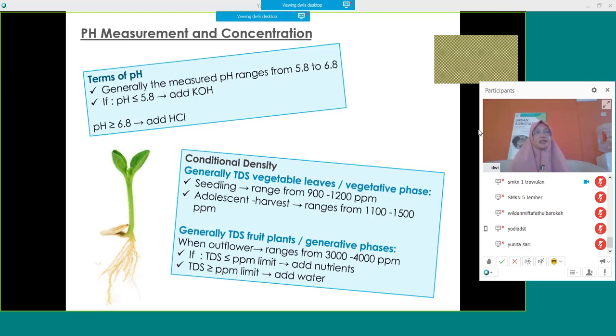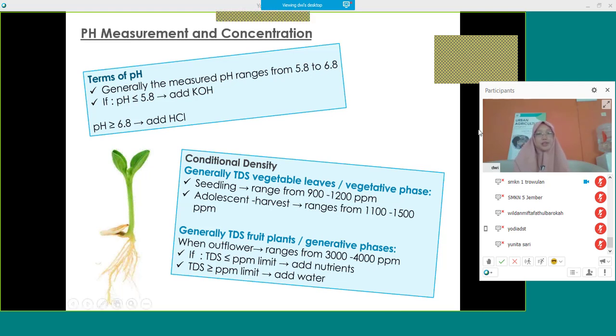For the pH, generally the measured pH ranges from 5.8 to 6.8. If the pH is less than 5.8, we can add potassium hydroxide. And if the pH is more than 6.8, we can add hydrochloric acid. And then for the nutrient density, we can use TDS to know the total dissolved solution of the nutrient solution.